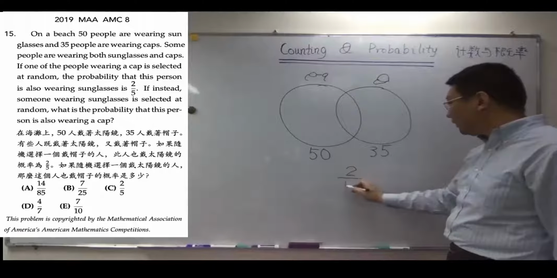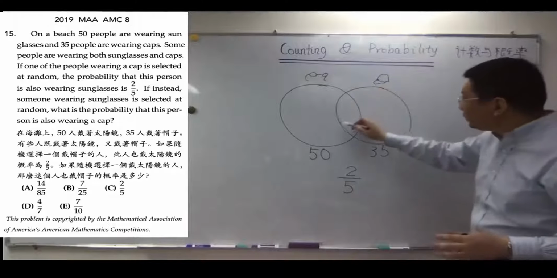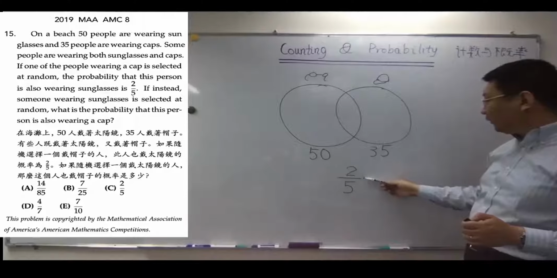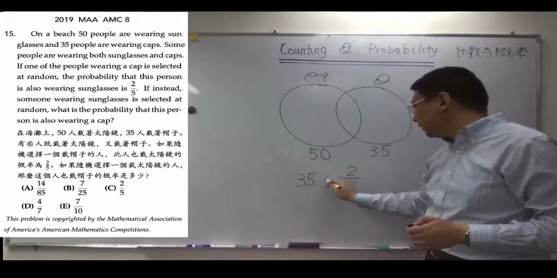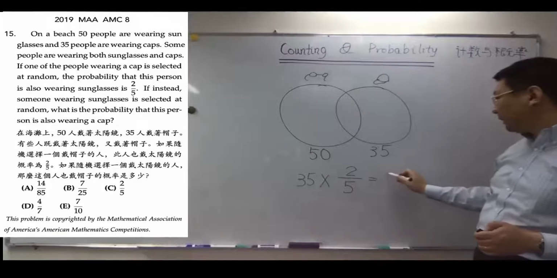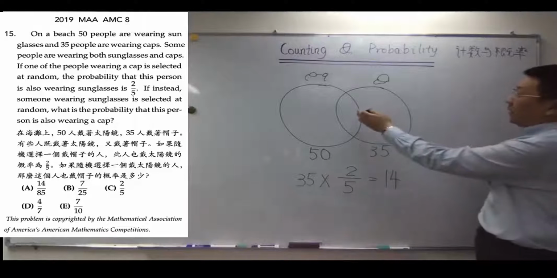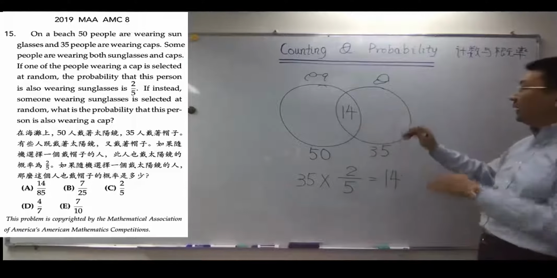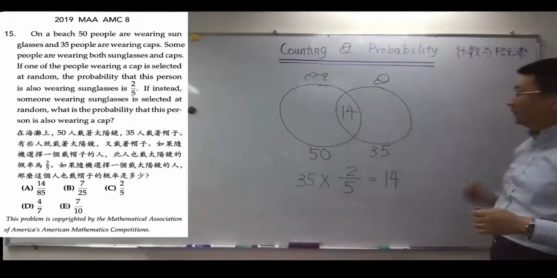The fraction is 2/5. Then what is the whole portion? The whole portion should be this right circle. And among them, 2/5 of the people wear sunglasses. So if we do a multiplication, 35 times 2 over 5, so 35 is 5 times 7, the result should be 2 times 7, which is 14. That is how many people are actually in the middle of the picture. So 14 is the number of people that wear both sunglasses and hat.